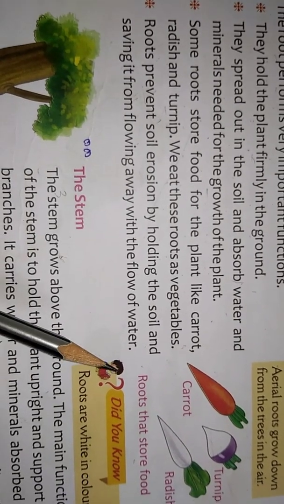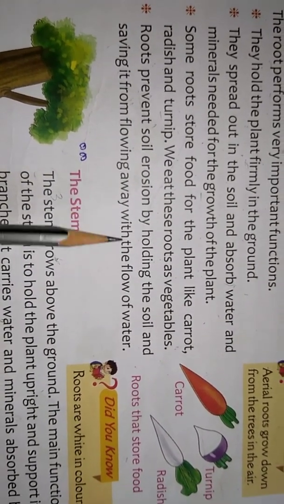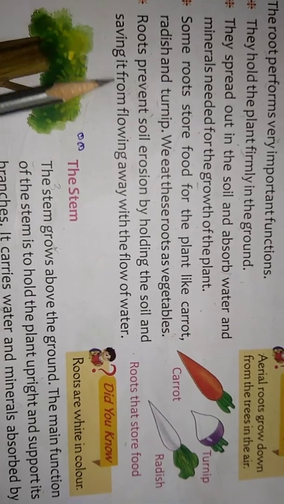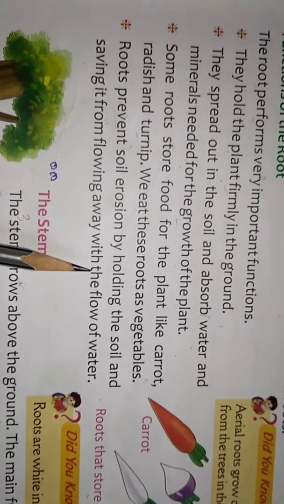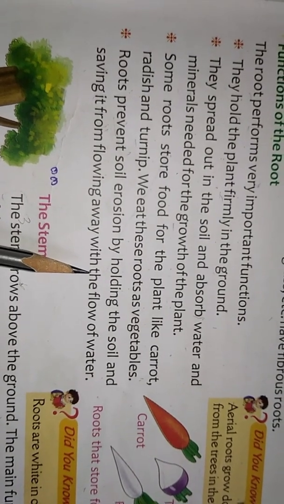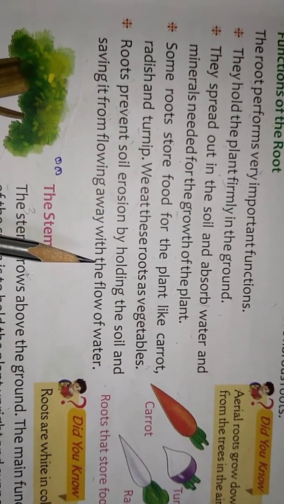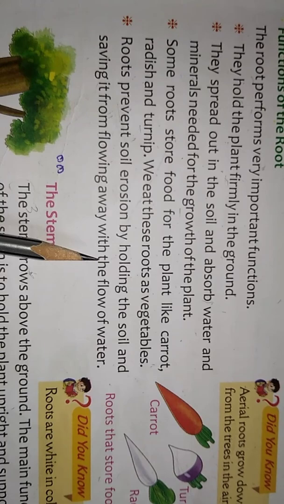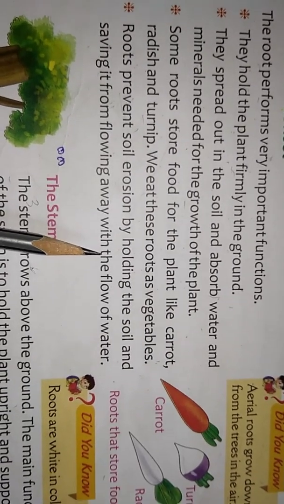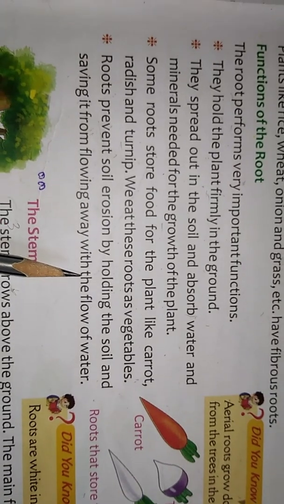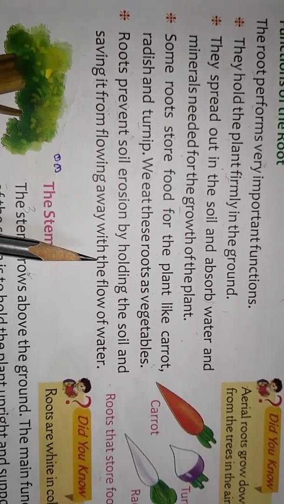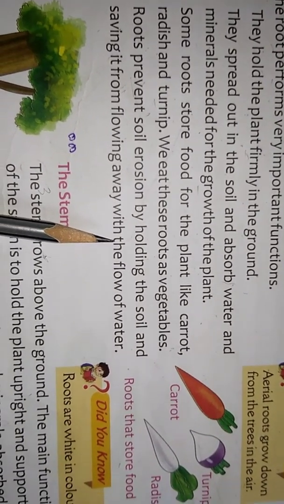Roots prevent soil erosion by holding the soil and saving it from flowing away with the flow of water. Now what does erosion mean? Soil, stone, etc. being gradually washed away; the roots will not allow it to flow. That is known as erosion.